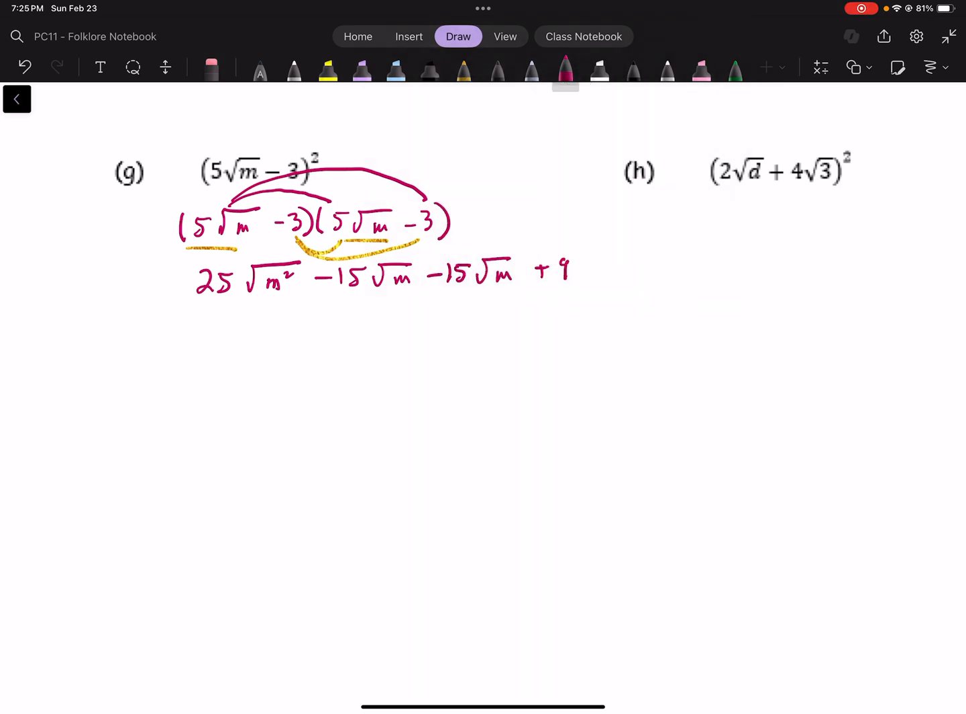So now I'm just going to simplify. This first term simplifies to 25. The root of m squared simply is m. If I notice, now negative 15 root m minus 15 root m, so that is actually like, because the radicands are the same, m and m, and the indexes are the same, that they're both square roots. So this would create negative 30 root m. Last but not least, we have the last term of 9. And that is my simplified expression.